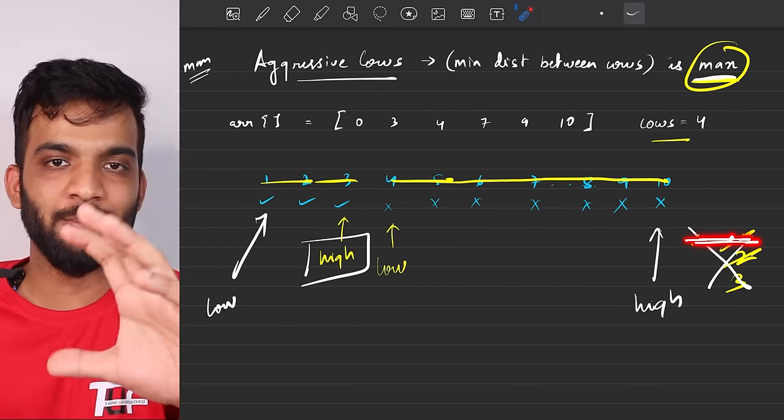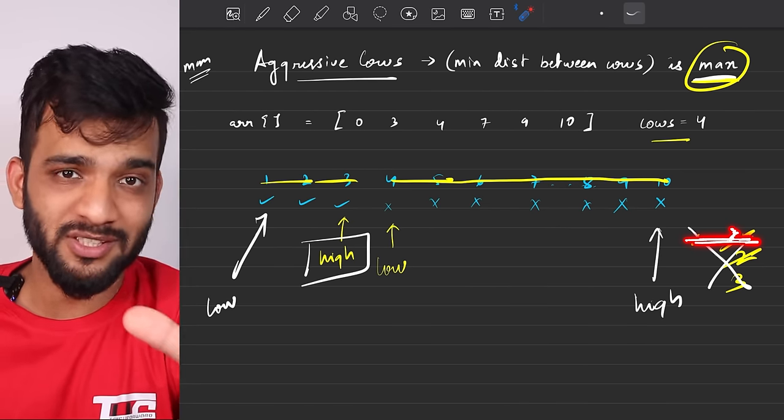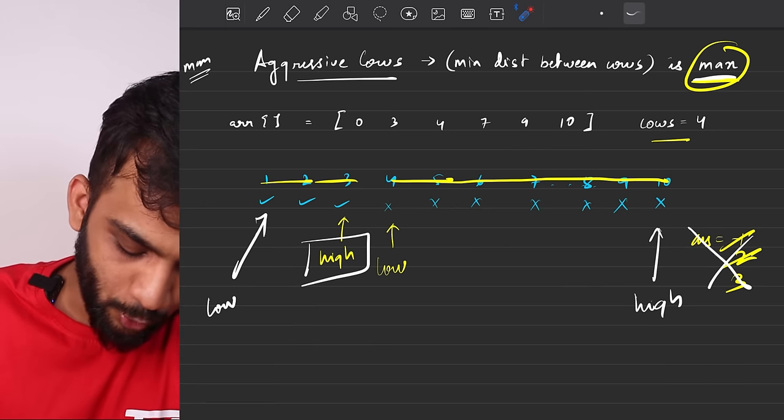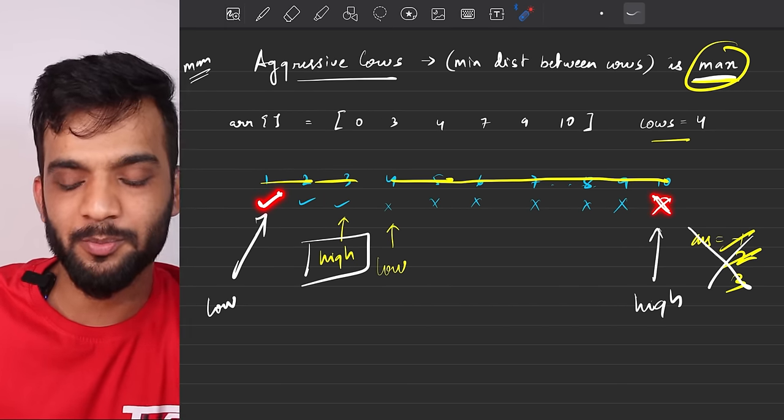And for anyone who's watching my playlist from the first, he knows the polarity process. And if in case you're watching it for the first time, it's very simple. The low is pointing to the possible case. The high is pointing to the non-possible case.